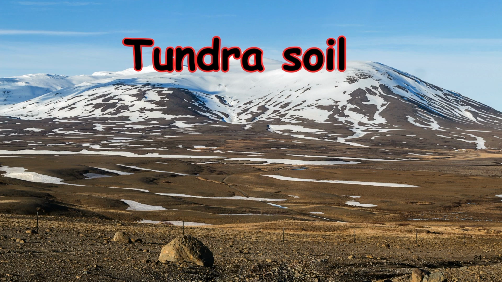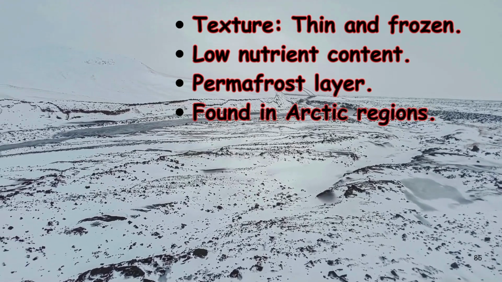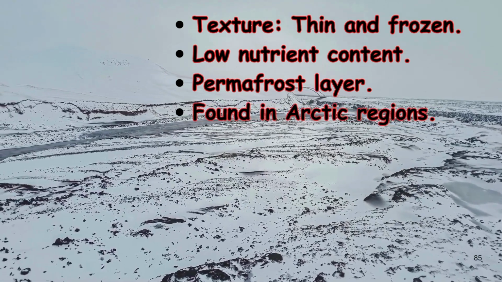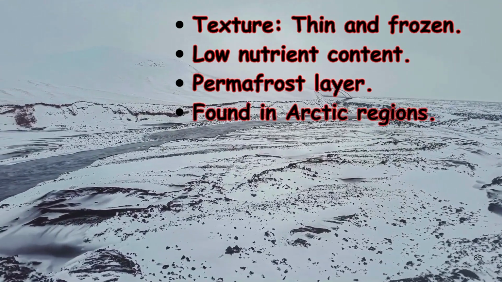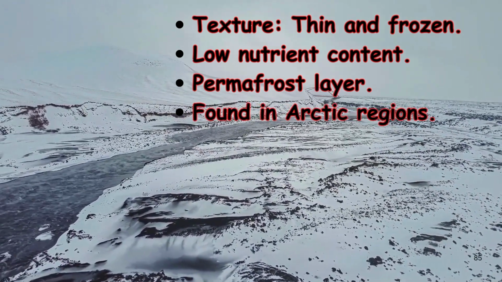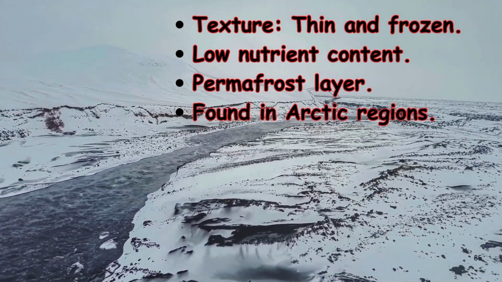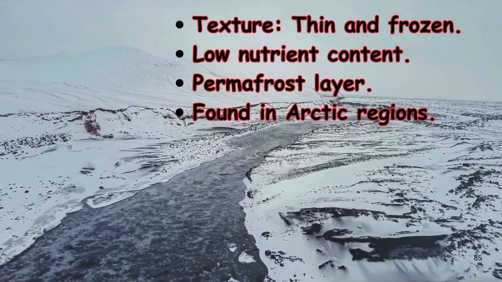Now the last type of soil, that is the tundra soil. The texture of this soil is thin and frozen. This soil is low in nutrient content and is found in the form of a permafrost layer. Tundra soil is found mainly in Arctic regions.